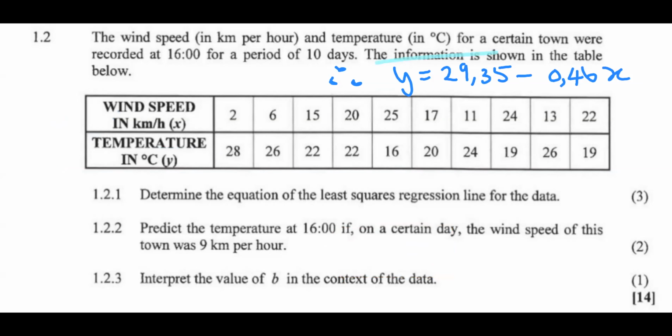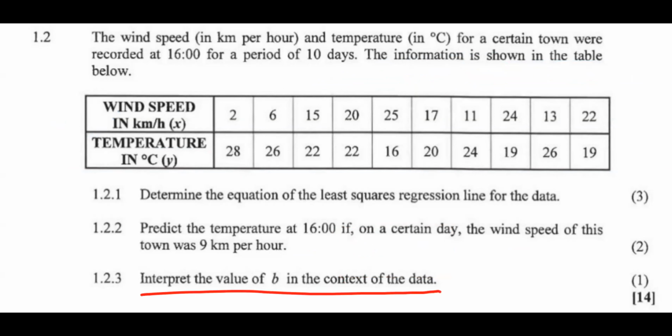1.2.3. Interpret the value of B in the context of the data. Okay, so I like this question. Interpret the value of B in the context of the data. You remember that I mentioned this is very typical of the equation of a straight line: A is the y-intercept, B is the gradient.